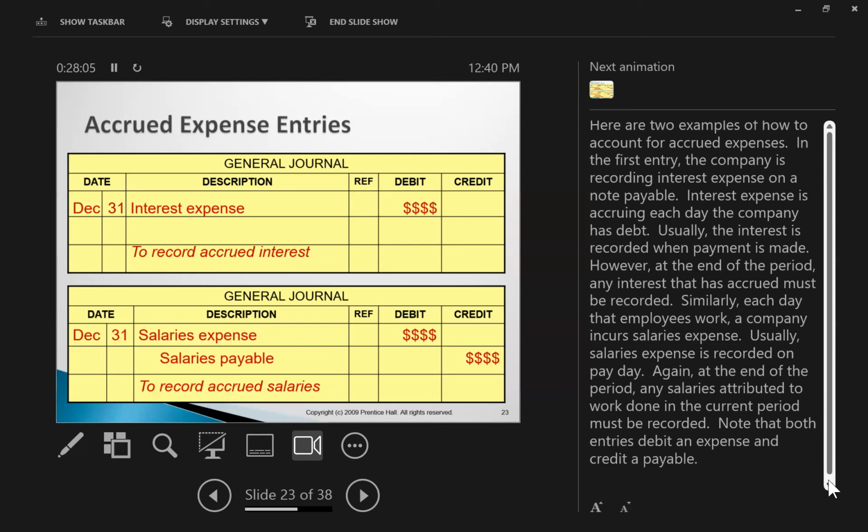And again, what are we talking about? We're talking about interest. So what's the debit? Interest expense. Talking about salaries, what's the account?